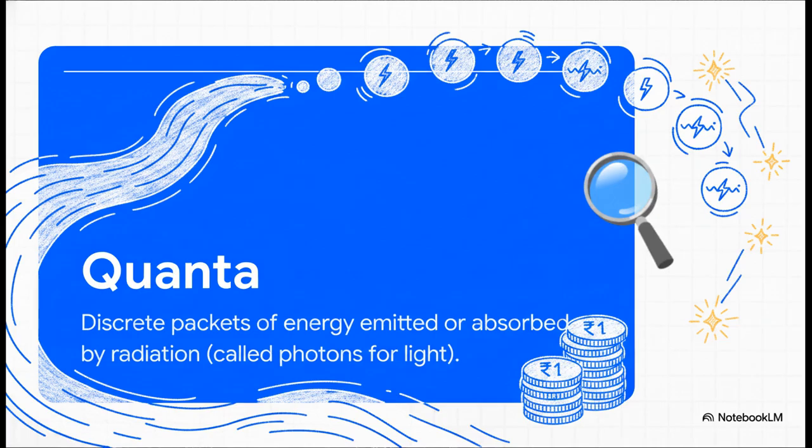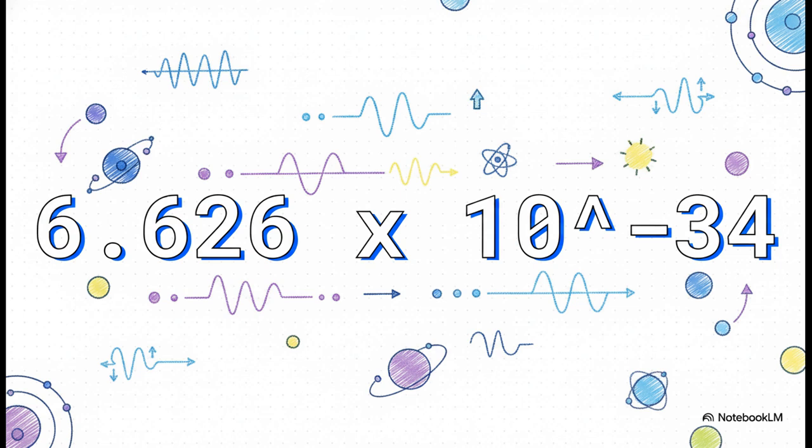Imagine paying for something not by swiping a credit card where the money flows continuously, but by handing over exact physical 1 rupee coins. That's what quanta is. And to actually calculate the energy of one of these specific packets, Planck gave us this absolutely magical number, Planck's constant, h, 6.626 times 10 to the power of -34 joule seconds. I mean, just look at how incredibly tiny that number is. The energy of a single photon is simply E equals h times nu. This one tiny number literally bridges the gap between the frequency of a wave and the energy of a particle. It was a total game changer.